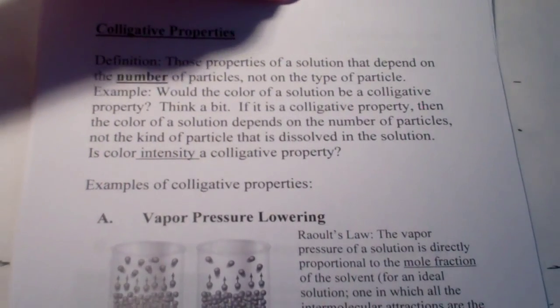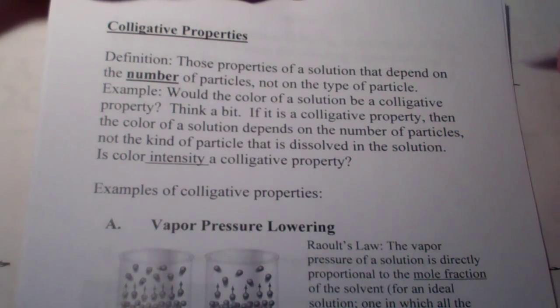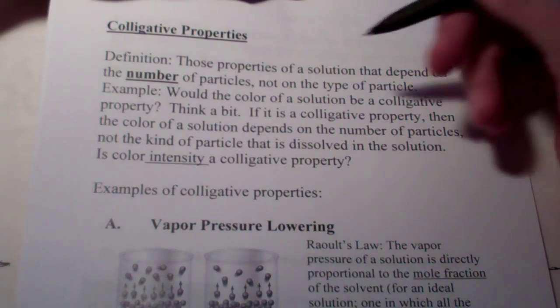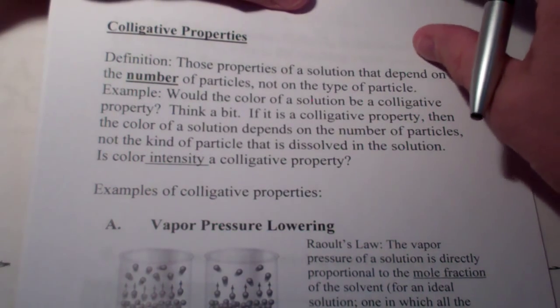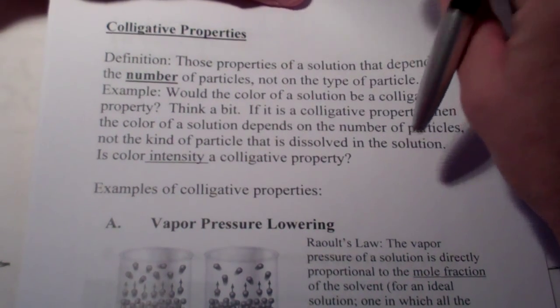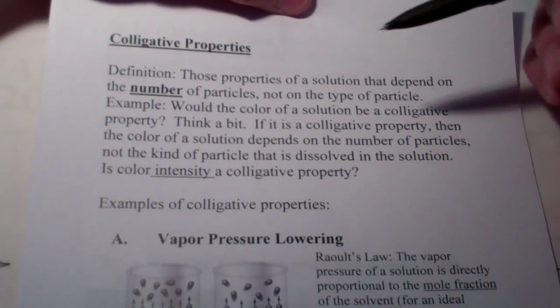Okay, welcome back for our continuing discussion on solutions. We're in chapter 13. Hopefully you folks have mastered the art of writing molecular, ionic, and net ionic equations, and you've learned your solubility rules. Today we're going to shift gears a little bit and talk about something called colligative properties.